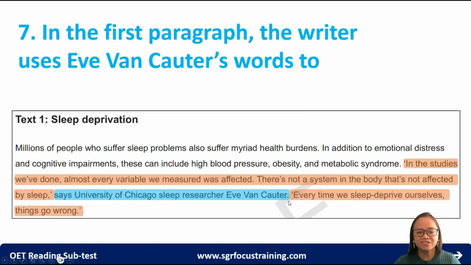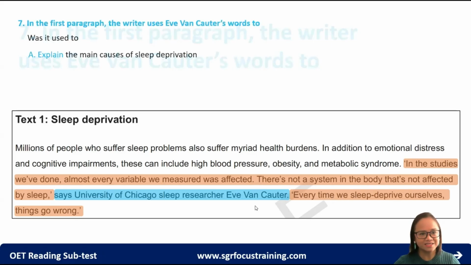And then she said further, "Every time we sleep deprive ourselves, things go wrong." You can just tell by the way that she was talking that she finds problems with regard to sleep deprivation. She said every system in the body is affected by lack of sleep. And then she said, every time we do not get enough sleep, everything goes wrong. So very, very negative. So we're now going to match that with our answer options.